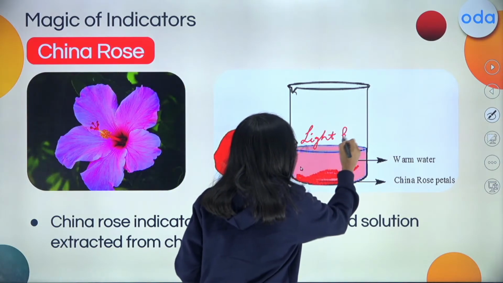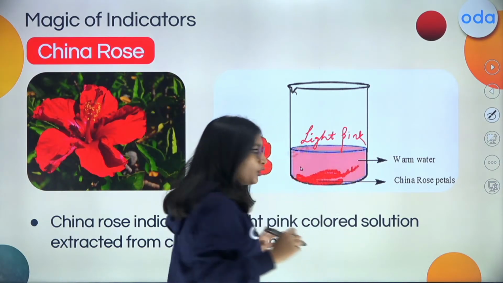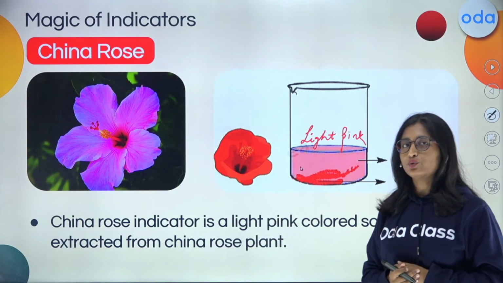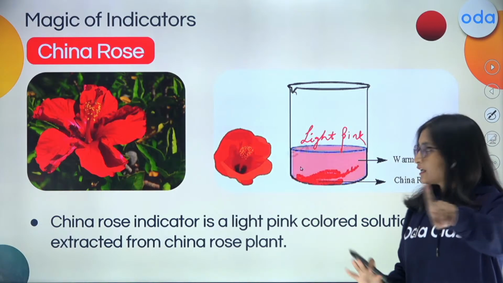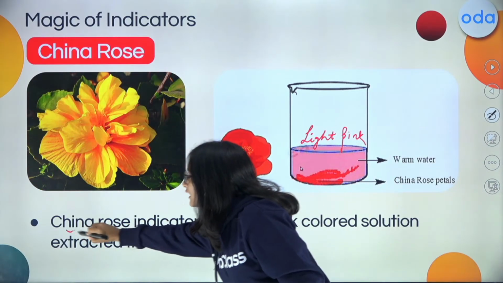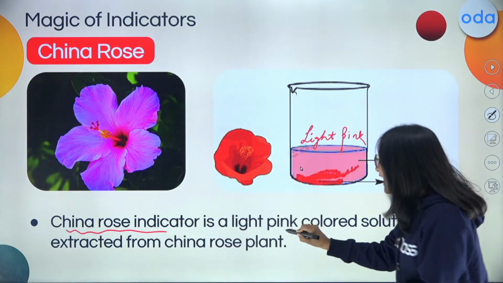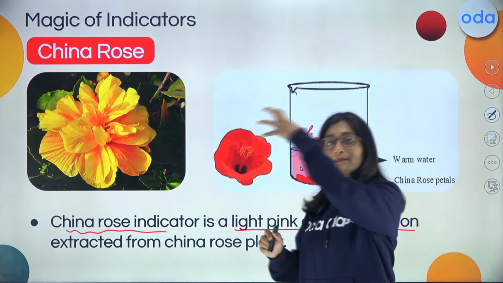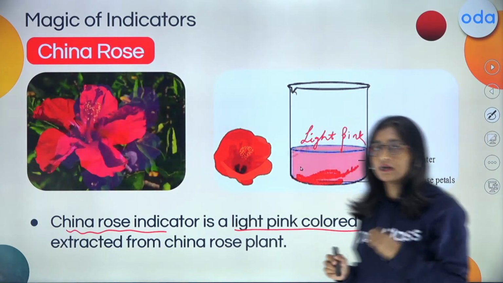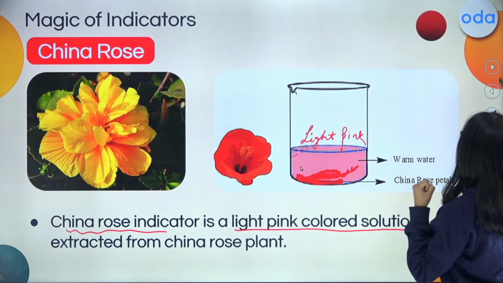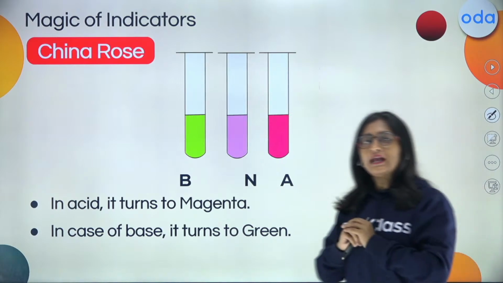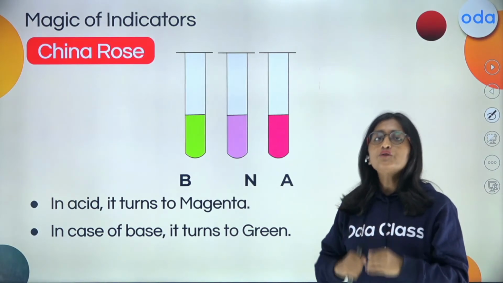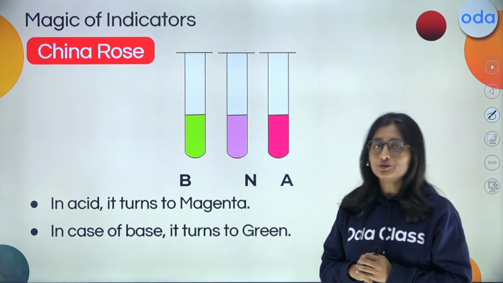Now this color is not going to remain the same if acid is added to it or a base is added to it. First of all, let me tell you what the China rose indicator is. China rose indicator is a light pink colored solution which has been derived from the China rose plant, the China rose flower. Now, in case of the acidic solution, what is it going to turn into? In case of the basic solution, what is it going to turn into?